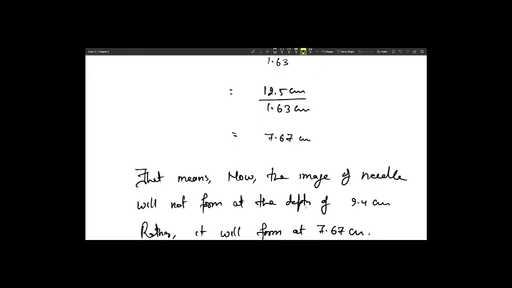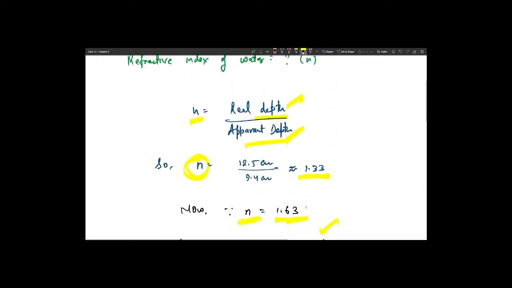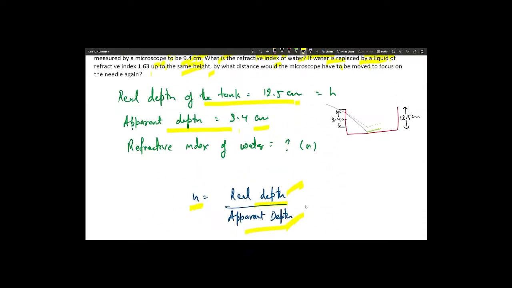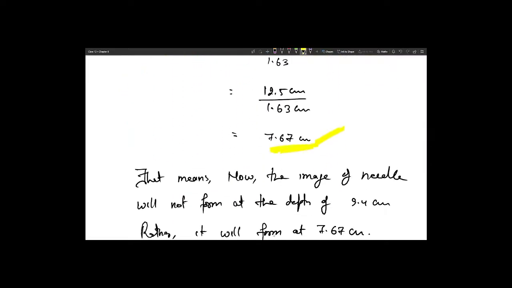So the new apparent depth is going to be 7.67 centimeter if the water is replaced by another liquid. Now this means that the previous apparent depth was 9.4 centimeter as given. Now the new apparent depth is going to be 7.67 centimeter.